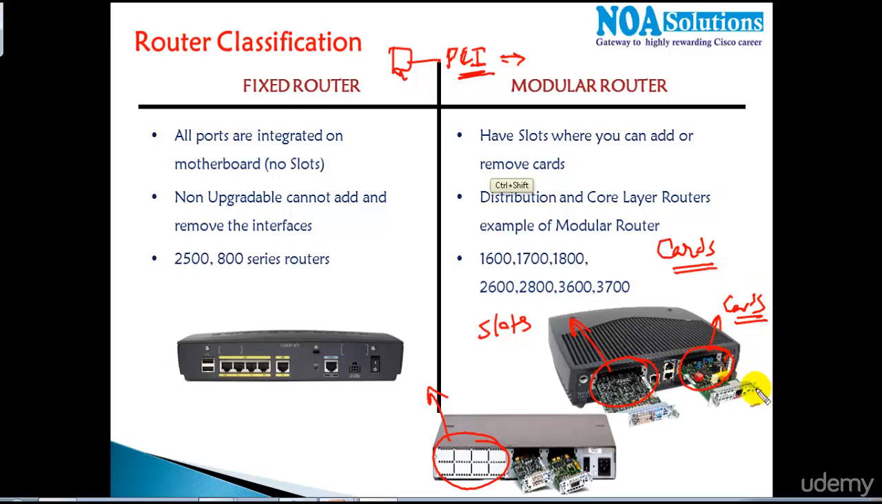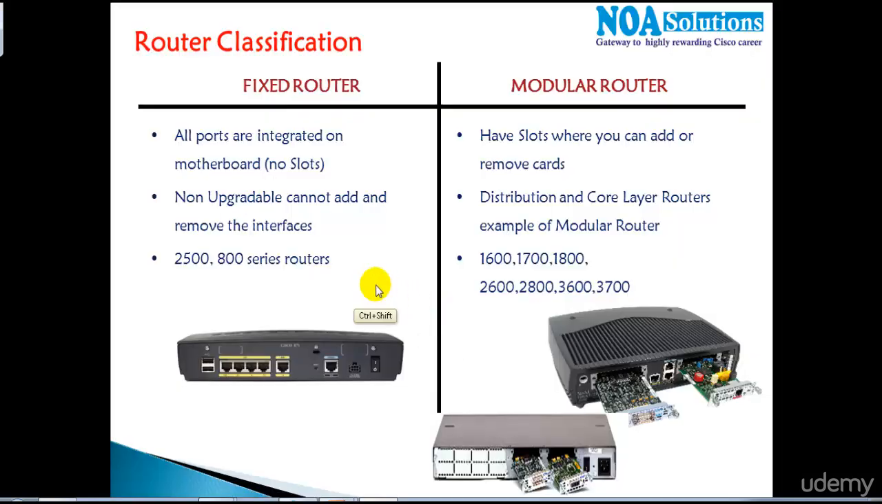Now what exactly is in these cards? In these cards you have some extra ports which you can connect to the router. So we have some slots available where you can add the cards, and this kind of router we call a modular router. And in most of the series you will see in today's production networks, you will find all the routers as modular routers.